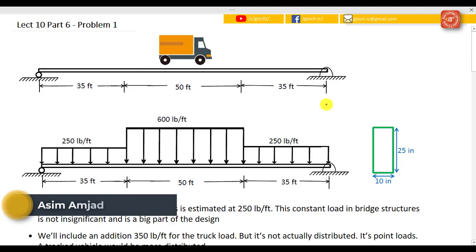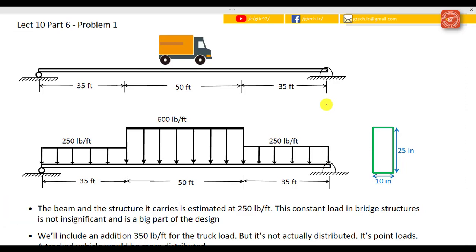My name is Asim Amjad, and in this video the learning outcome is to solve an elastic beam bending problem for the maximum flexural stress in both tension and compression. This is a typical bridge, and I am going to look at a strip of one beam and how much load it carries for a bridge.